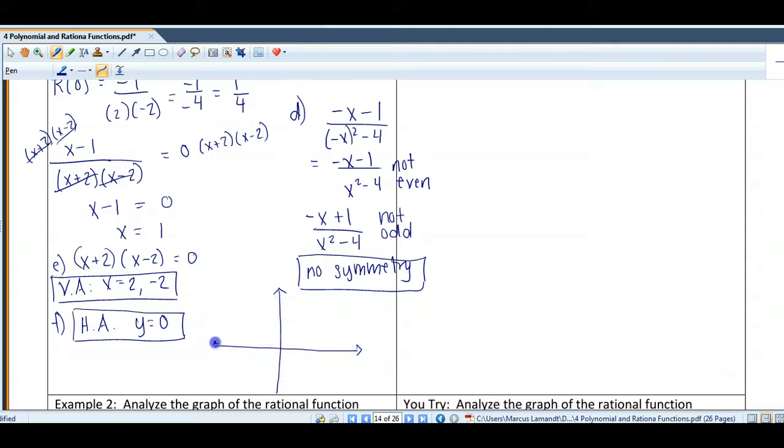When you graph this, let me put the asymptotes in a different color. There's a horizontal asymptote at y equals 0. There are vertical asymptotes at positive 2 and negative 2. There's no symmetry. Let's go with green for the actual graph. 0, 1/4, where's my cursor? There it is, the y-intercept, so it's like here.